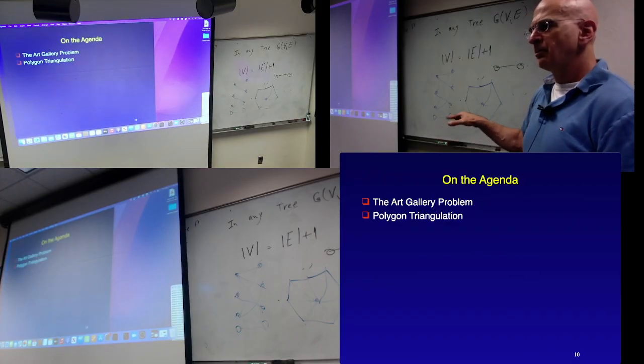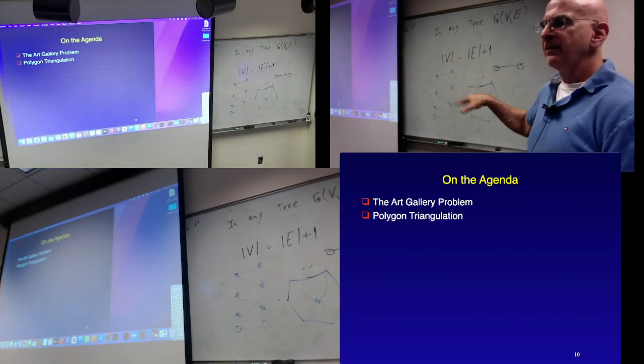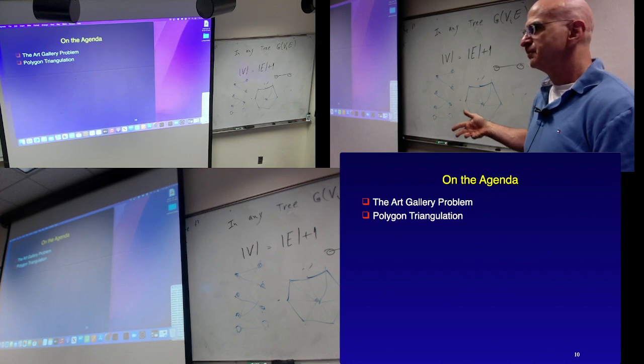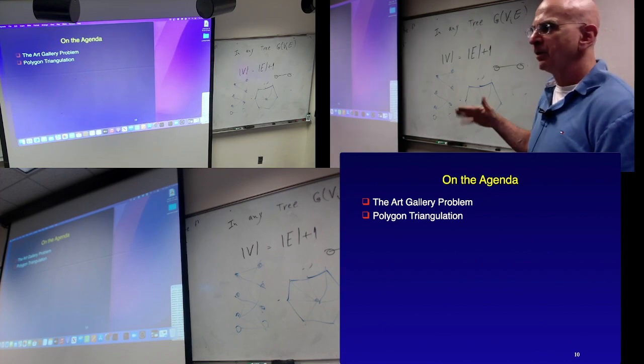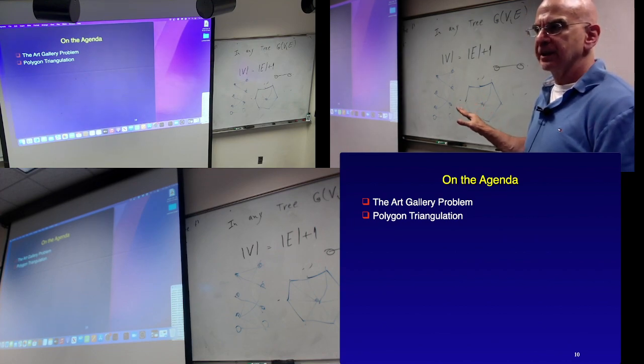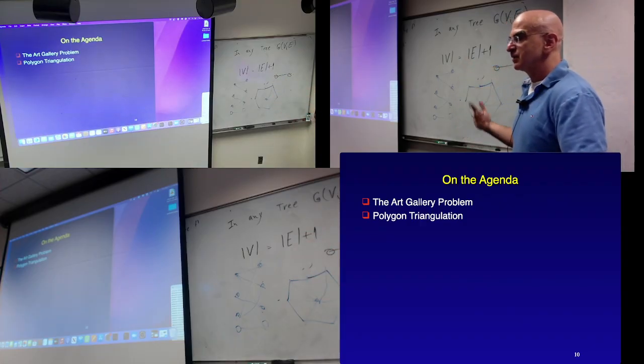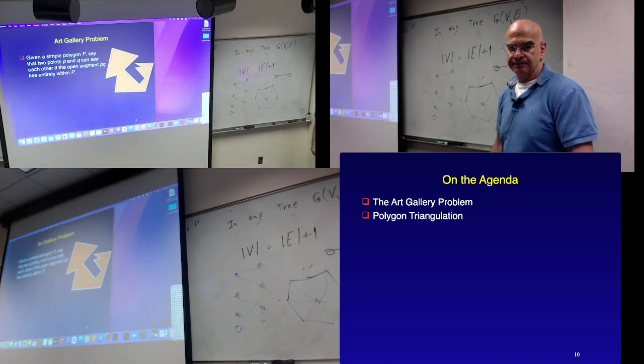But the take-home message from all of it is that if it's a planar graph, once I tell you the number of vertices, the number of faces and the number of edges are all within a constant. As opposed to this bipartite graph where the number of edges is quadratic in the number of vertices.